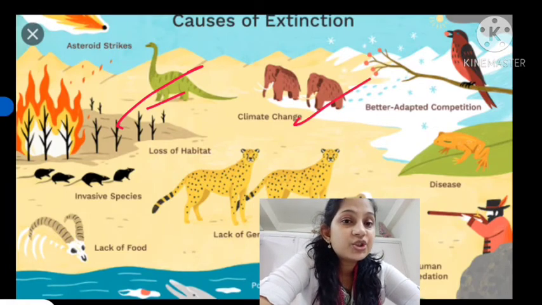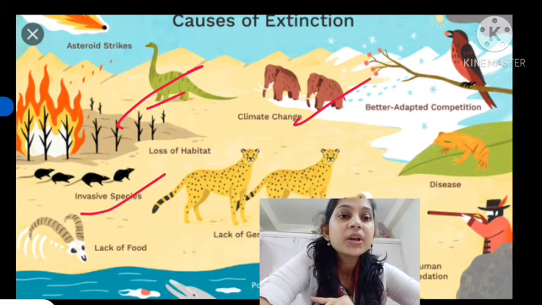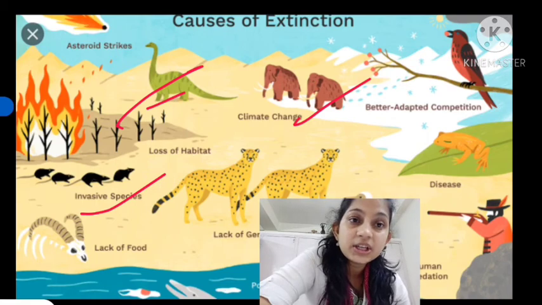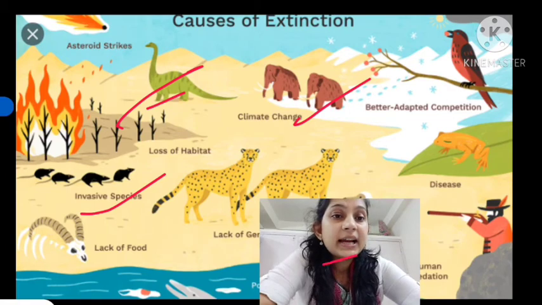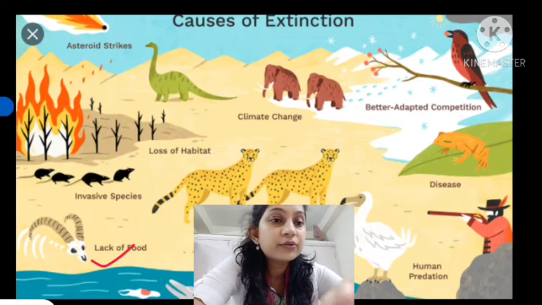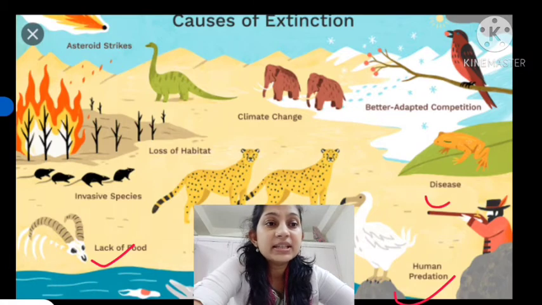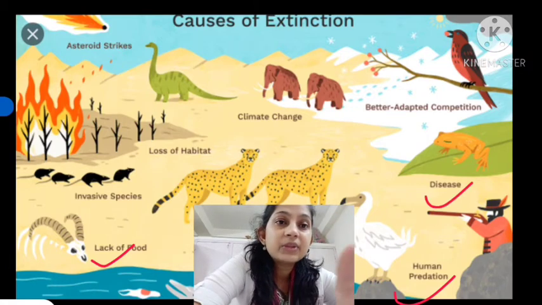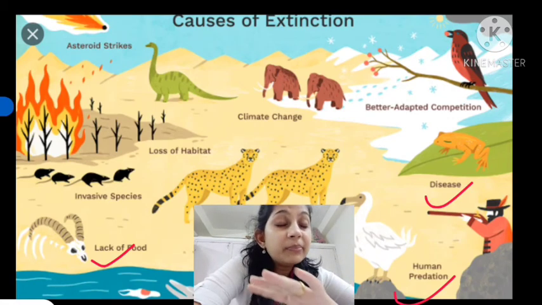It can be climatic change, or invasive species, which we have discussed in plants also, you remember. Just because of invasive species, the native species get suppressed. Then lack of genetic diversity, lack of food. See here, lack of food, human predation: we human beings are destroying and killing animals. And because of some large scale epidemic type of disease, various animals sometimes completely get extinct.